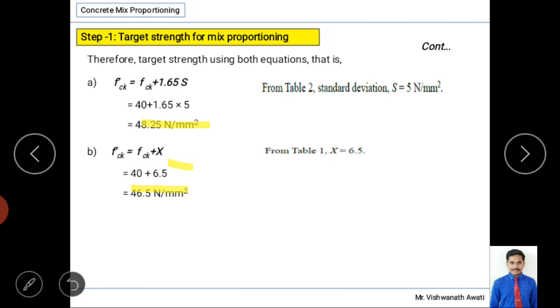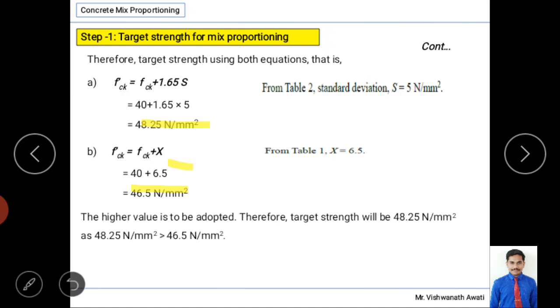But here we have to take the higher value, right? I already mentioned the higher value is to be adopted. Therefore the target strength will be 48.25 Newton per mm square. So here, the higher value is 48.25 and the lower value is 46.5. That's what we are adopting. The target strength for mix proportioning is 48.25, right? We had already calculated it. Note down the value, it will help for solving the next problems.